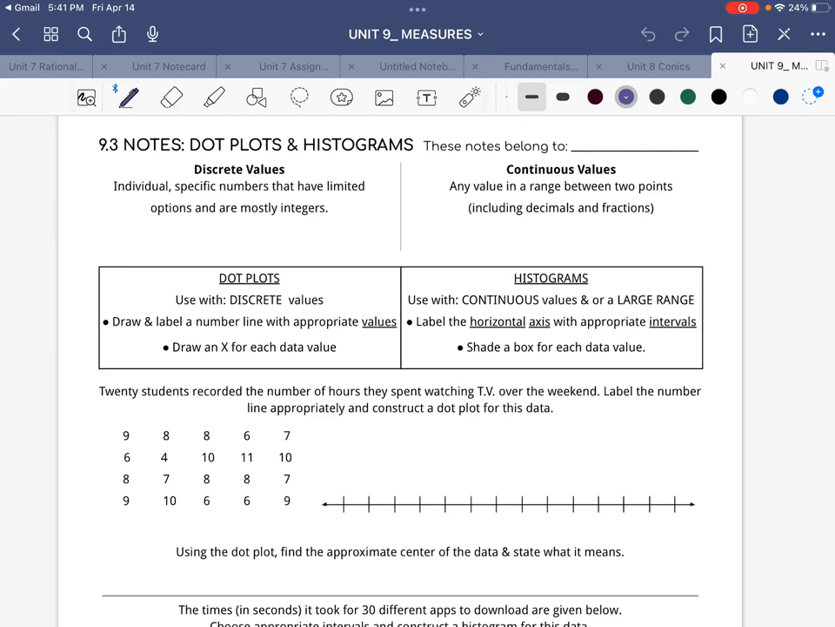Welcome to the 9.3 notes. Please make sure that you have a pencil and this worksheet before you get started. And make sure your name goes at the top first.